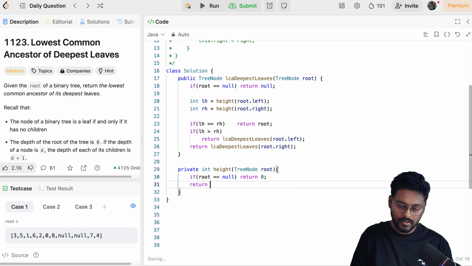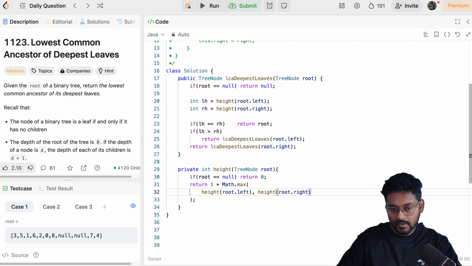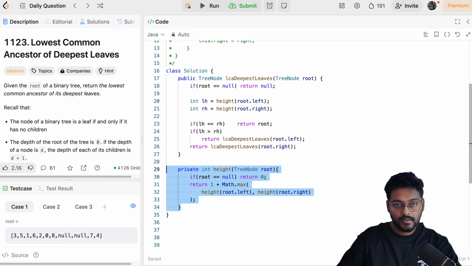Otherwise, what is the height? If the root is not null, then definitely root should be considered plus any of the left subtree or right subtree. If I am considering the left subtree, then I will be taking the height of the left subtree. So Math.max, whatever is the value of height of root.left or height of root.right. So if the root is null, 0, otherwise consider root, and whatever is the bigger subtree, just take that. Now let me test our sample test cases.